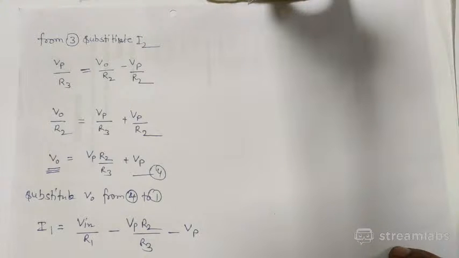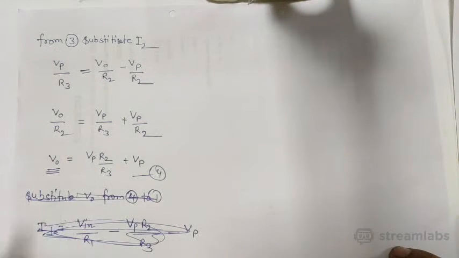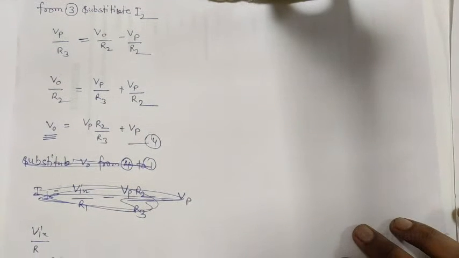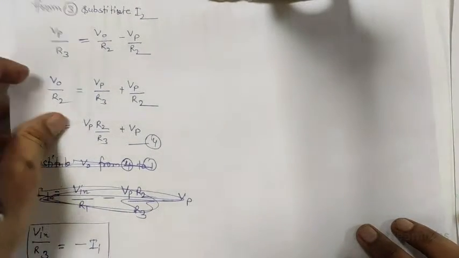I don't know whether I made some mistake. Vn upon R1. Just solve this equation, just solving these three equations. Solve these three equations and I got Vn upon R3 equal to minus of I1. ये आंसर आ रहा है कि नहीं आ रहा है, ये वेरीफाई करके बताओ.